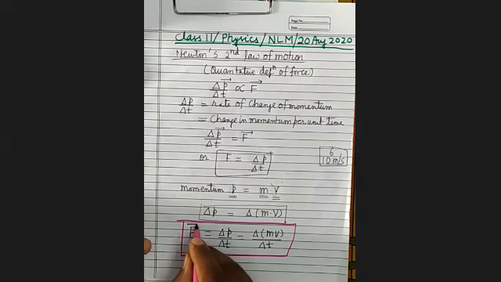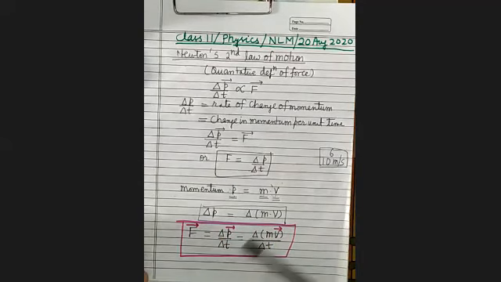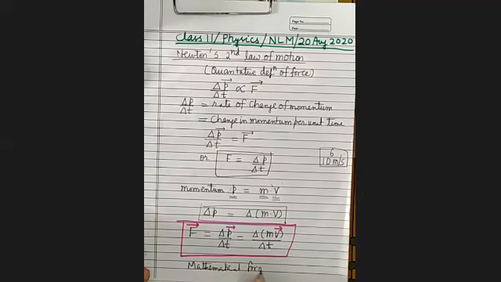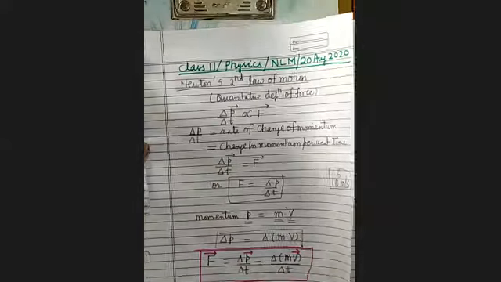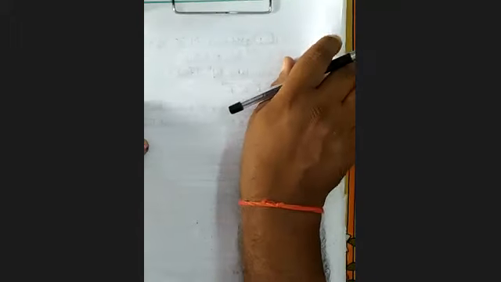When you write in vector form, you can put the arrow here. This is the mathematical form of Newton's second law. Now you can see here, we will take one special case when the mass of the body remains constant.